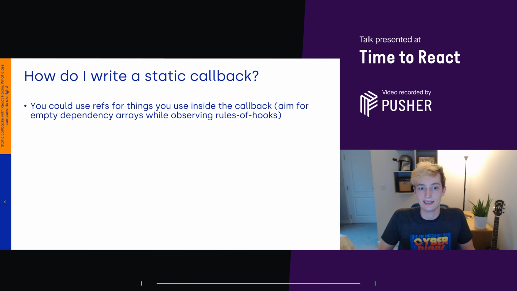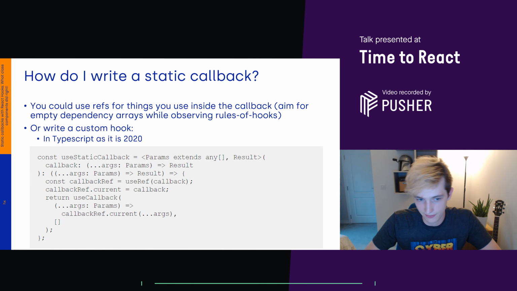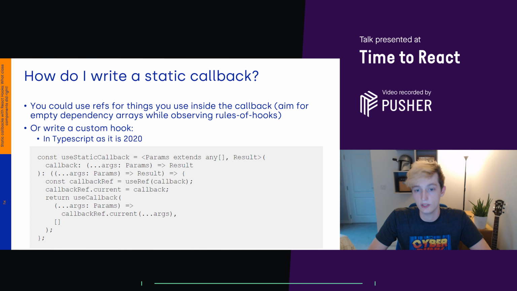What we'd really like is something like in that prior example where we just had use static callback and it just worked. Well, yes, we can do that because one of the wonders of hooks is writing custom hooks. So let's write a custom hook. And because it's 2020, let's do it in TypeScript. So here is one. Here's use static callback. And this is going to do some nice things like infer the result type based on the type of the function that you pass in.